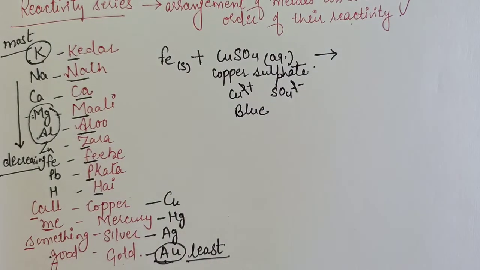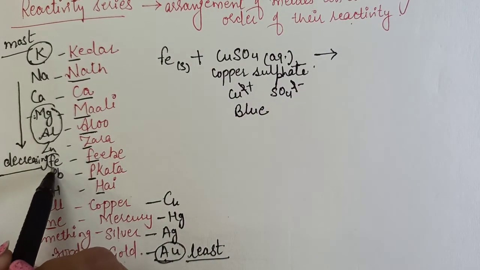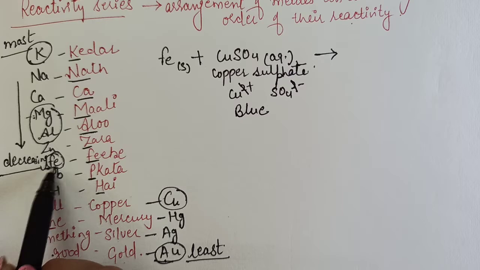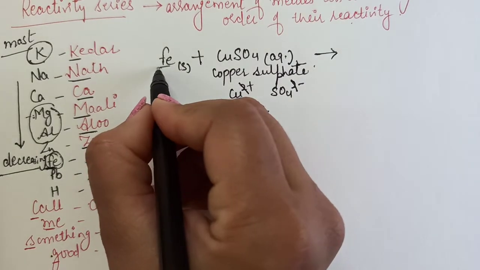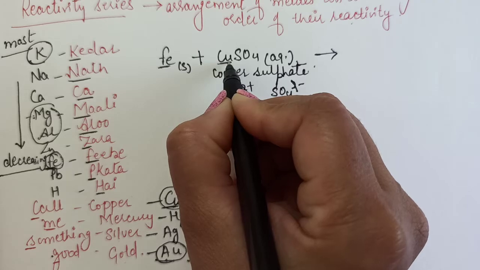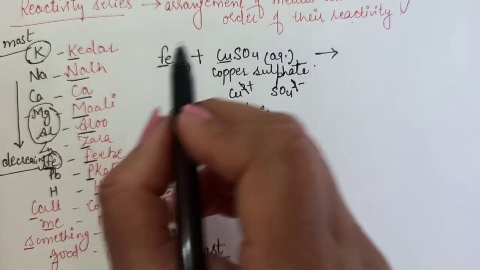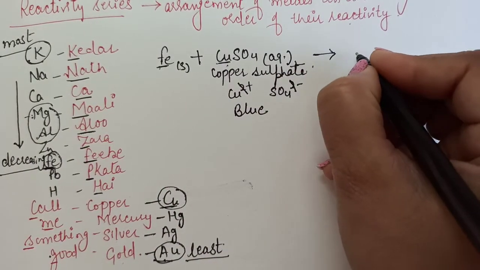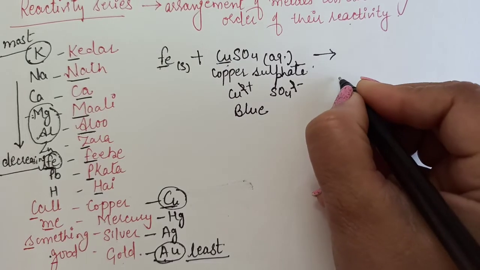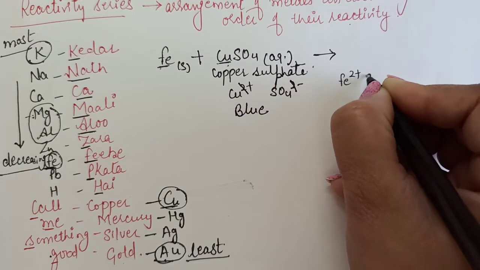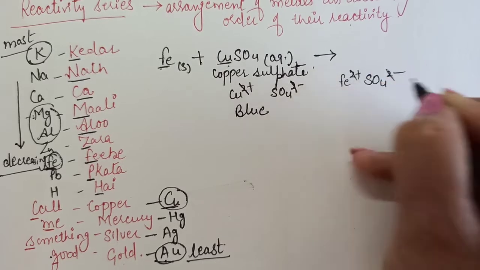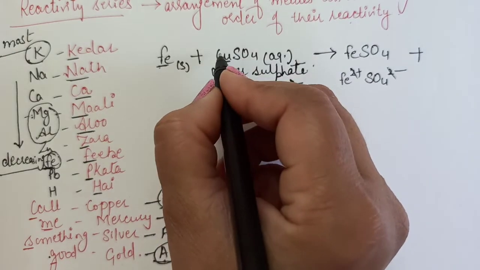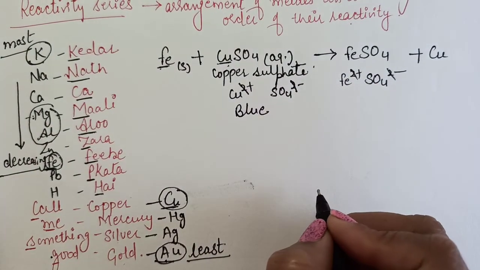Now see from the reactivity series. Iron is placed here and copper is here. Iron is more reactive than copper. Iron being more reactive than copper displaces it. Iron will displace copper. So what will form? It will form ferrous sulfate. Fe2+, SO4 2-, the 2s cancel and it will be FeSO4, plus copper gets displaced, so Cu.